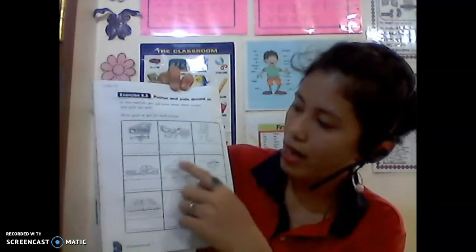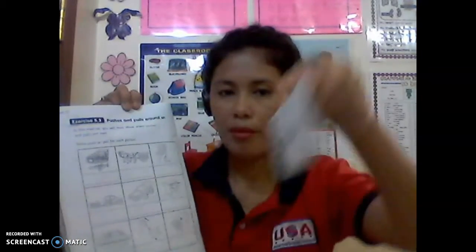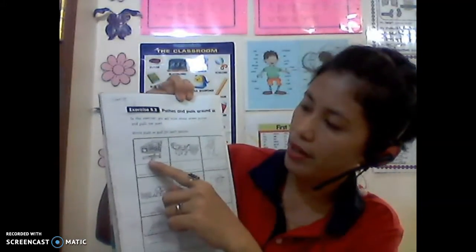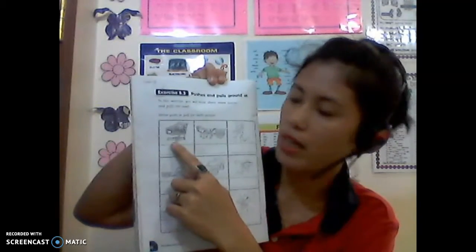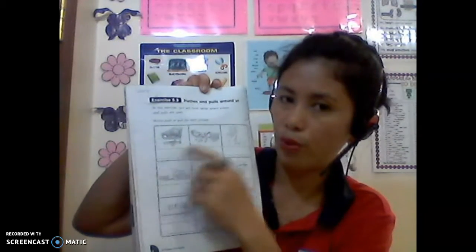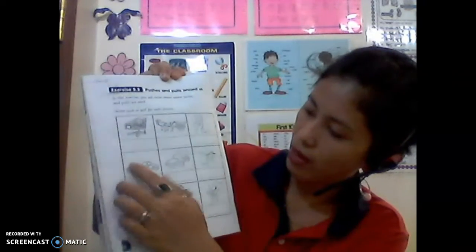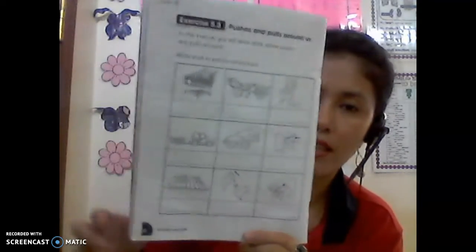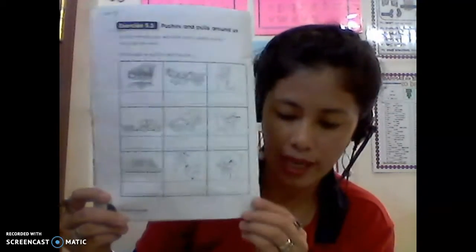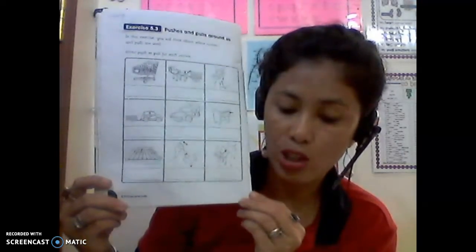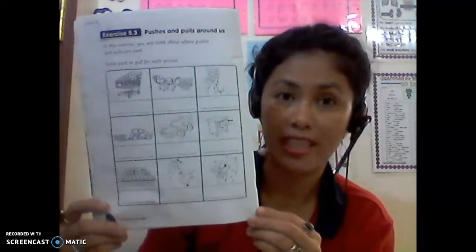In your book, I want you to write the word push or pull. If you see a cart or a trolley, if you go to the grocery, what are you going to do with this? Are you going to pull it or push it? There are 9 pictures, and below each picture you're just going to write either push or pull. This is your activity book, page 24, and this will be your homework for today.